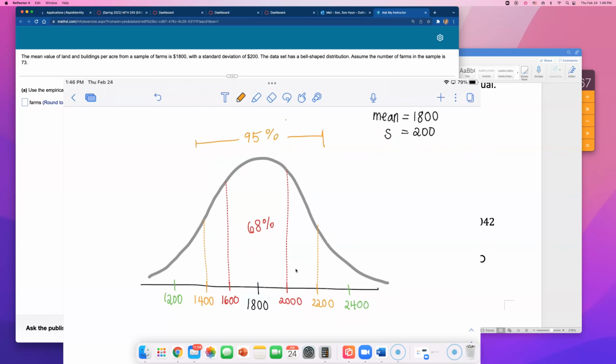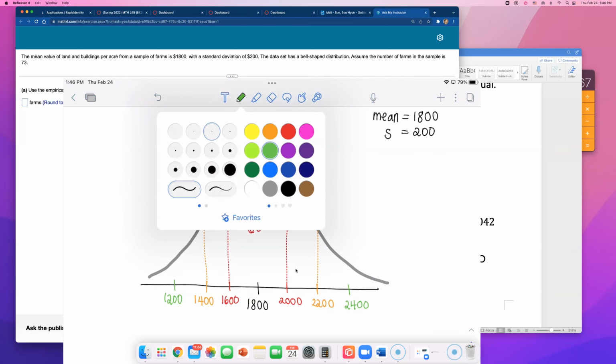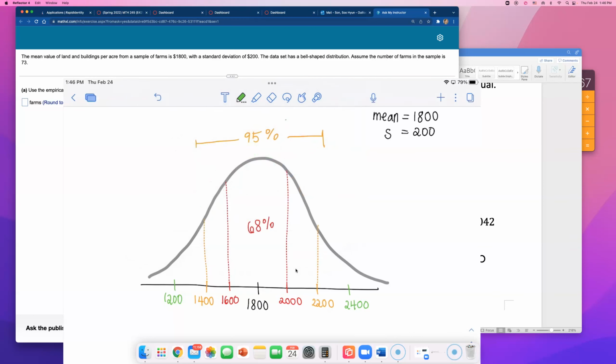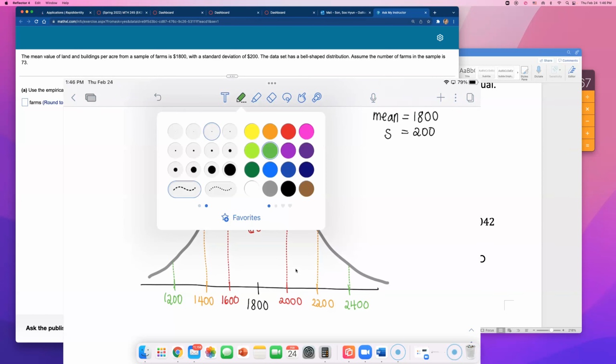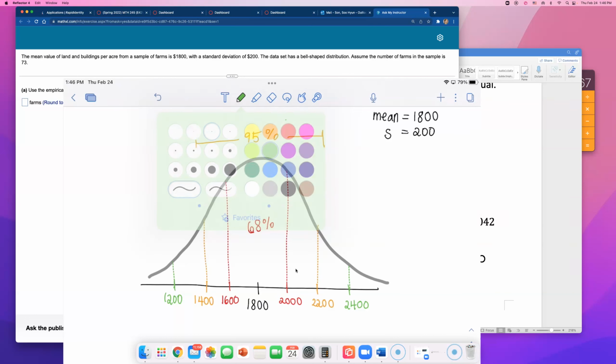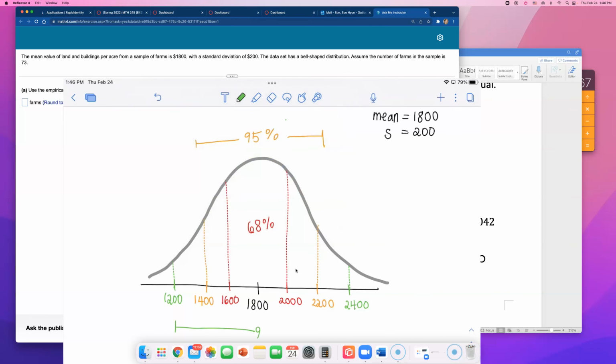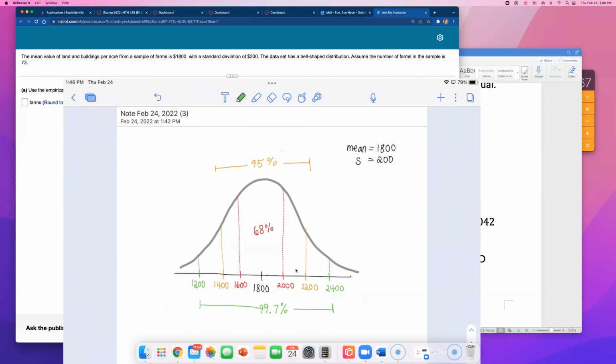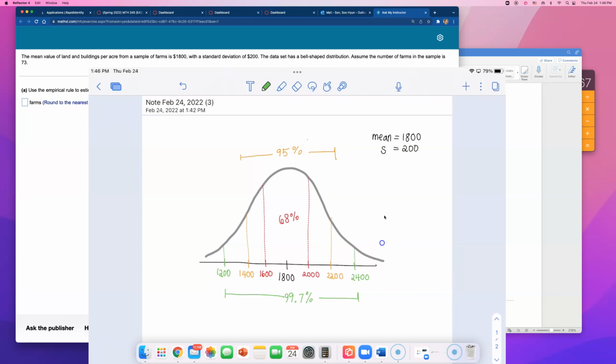Now, what about in between the green lines? All right, hold on. From 1200 to 2400, almost every farm is gonna be in between, like 99.7% of the farms will be within 3 standard deviations from the mean. Okay, now what do they want?